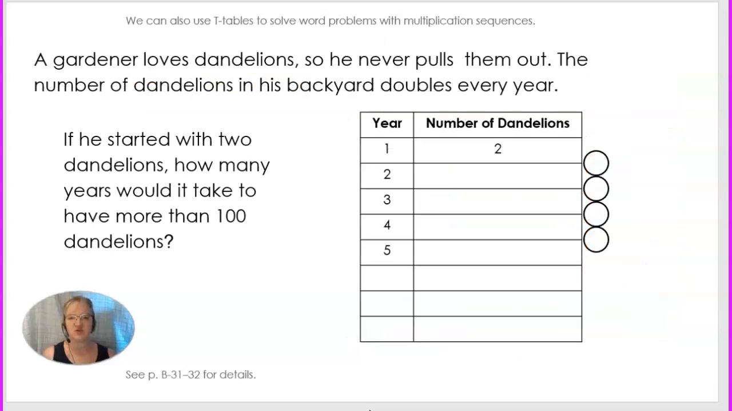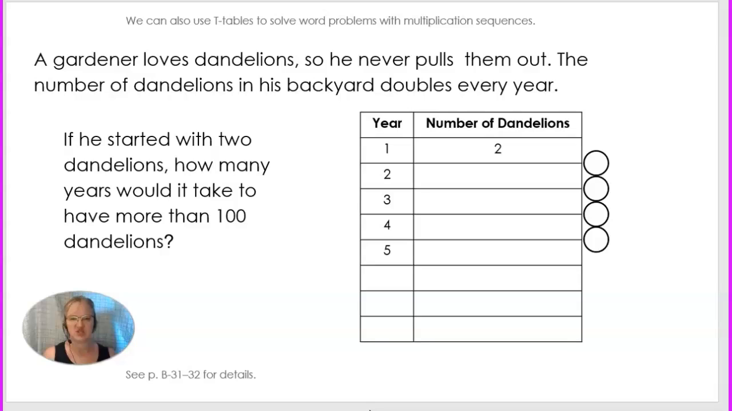This one's a little bit more complicated. Here we have a word problem with a multiplication sequence. So here it tells us a gardener loves dandelions, so he never pulls them out. The number of dandelions in his backyard doubles every year, and you've probably seen this happening. If you don't pull dandelions out, they do multiply, don't they? So let's just assume that the dandelions double mathematically.